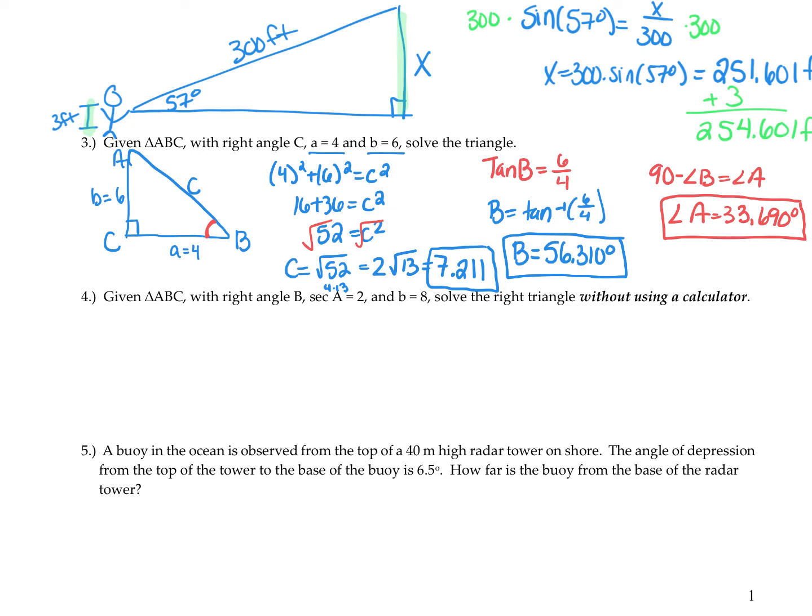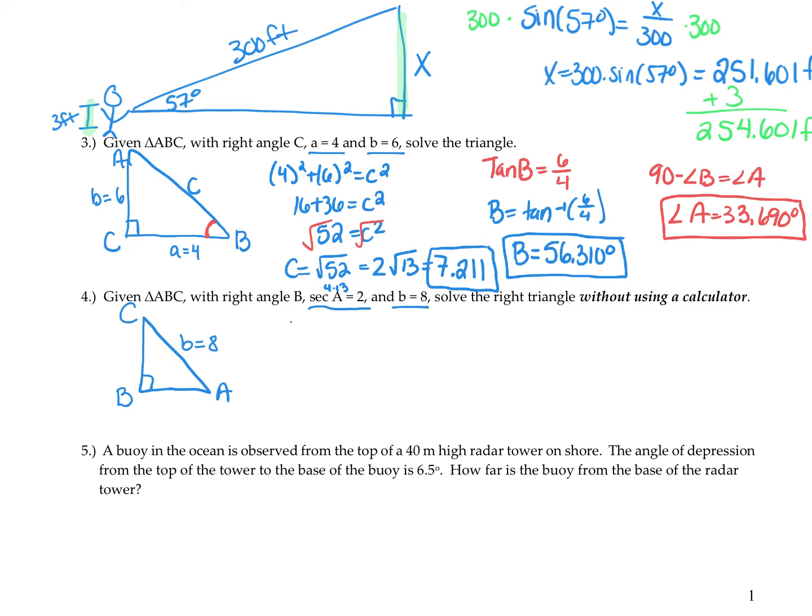All right, in number 4, given triangle ABC with a right angle at B. Let's put A here and C here. They tell me the secant of A is 2 and that B is 8. So little b is 8. So that's my hypotenuse actually in this case.